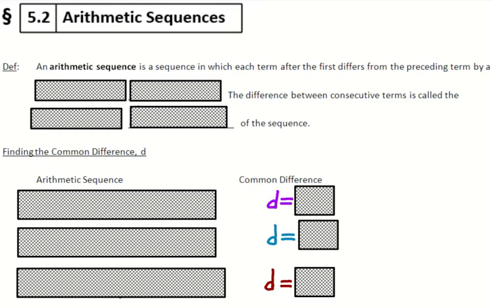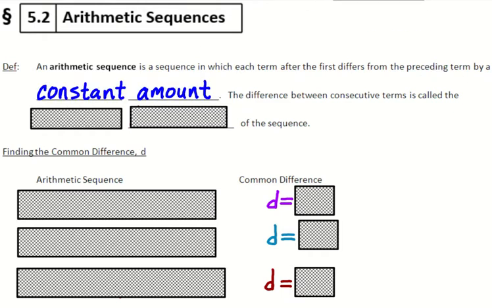But here we go. I would bet that you have a lot of experience already with arithmetic sequences, and you just maybe never really knew that it could be called that. So here we go. An arithmetic sequence is a sequence in which each term after the first differs from the preceding term by a constant amount. So if you think about it, you've probably done a lot of those before.